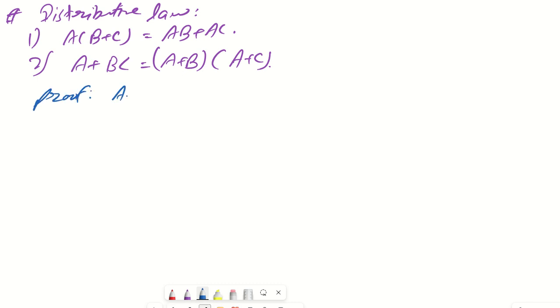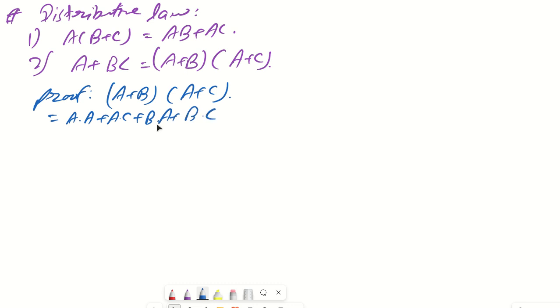So let us say we have (a + b)(a + c). Can we do a simple multiplication? So a into a, first of all, a·a plus a·c plus b·a plus b·c, right? And ba can be written as ab, that is not a problem.